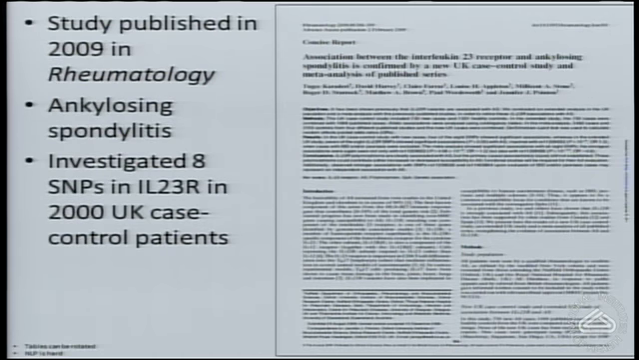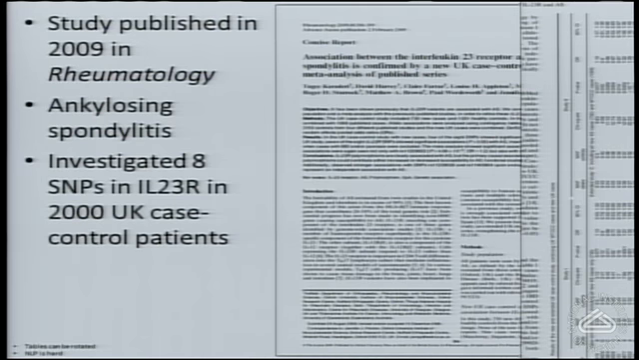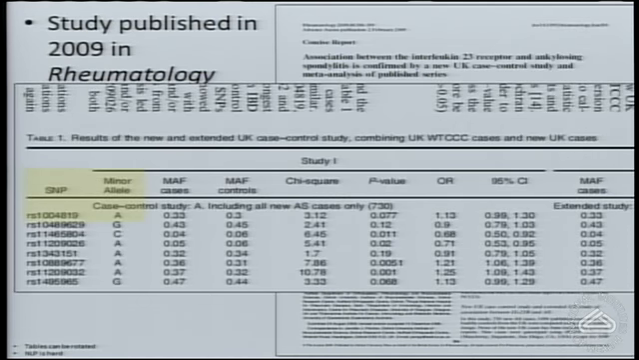Here's another paper, 2009, a year later, Journal Rheumatology. They looked at ankylosing spondylitis, a different disease, 8 SNPs, this receptor, 2,000 UK case control patients. So this was from Wellcome Trust. And this table is sideways. You have to rotate it. RS1004819, here's the A allele. You can see all the percentages.